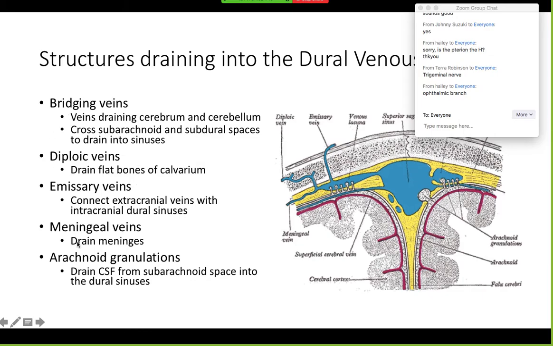And then make sure that you are familiar with each of these. I sort of think we may have had a question about one of these. We talked about bridging veins already, but another important one is these arachnoid granulations, which are going to drain the CSF from the subarachnoid space into your dural sinuses to be recycled.